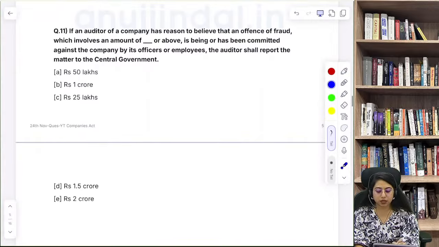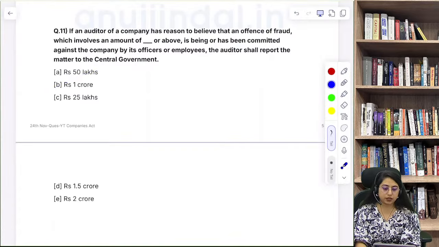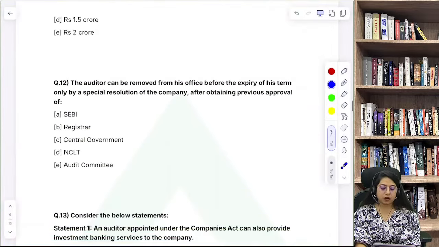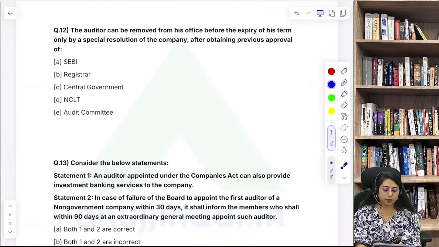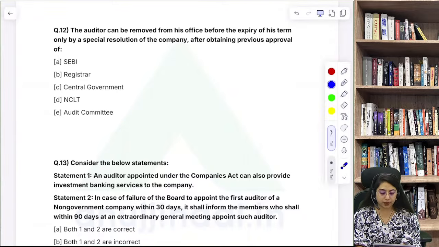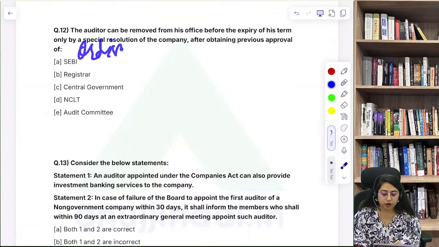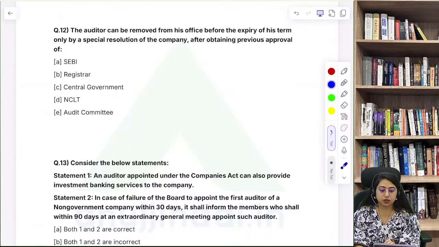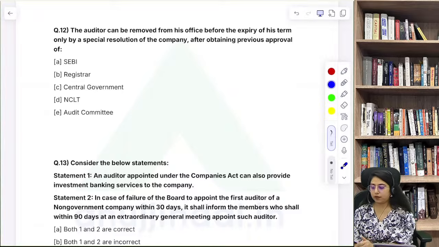And the right answer here is 1 crore. Everybody is correct. The auditor can be removed from his office before the expiry of his term only by a special resolution of the company after obtaining previous approval of who. This can also be an ordinary resolution, so you have to pay attention to the statement or the words used here. Okay, question number 12, everyone.